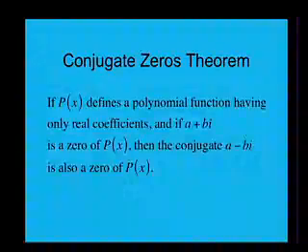Let's start by discussing the conjugate zeros theorem. The conjugate zeros theorem says if p of x defines a polynomial function having only real coefficients, and if a plus bi is a zero of p of x, then the conjugate a minus bi is also a zero of p of x.